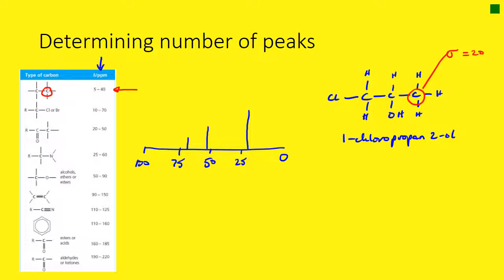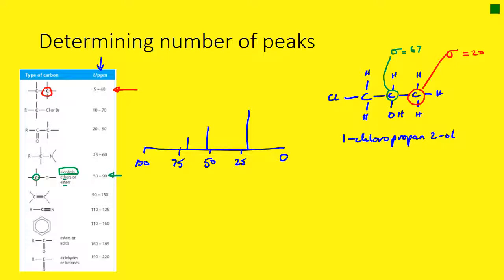Okay, let's move on to the next carbon. Let's look at this carbon here. This carbon is attached to an oxygen, and so if we have a look at this one here, we can say this carbon is attached to an oxygen in an alcohol. It also works with ethers and esters, the oxygens that are involved in an ether or an ester. So that's our peak. That's at sigma equal to 67.